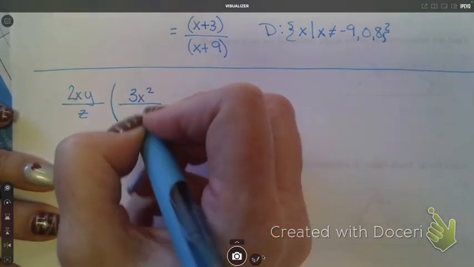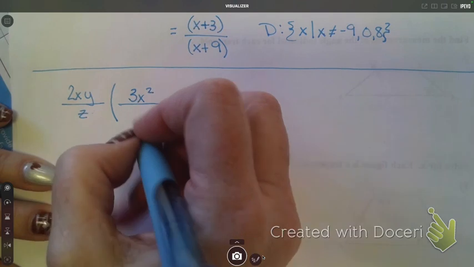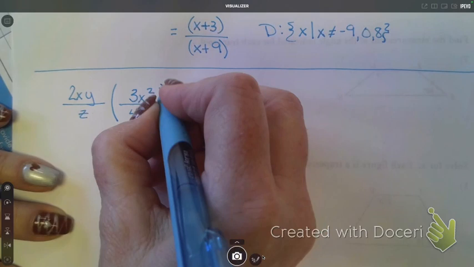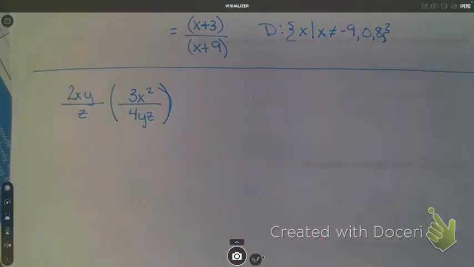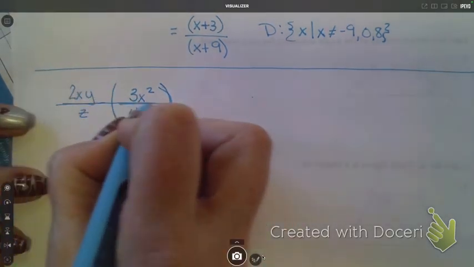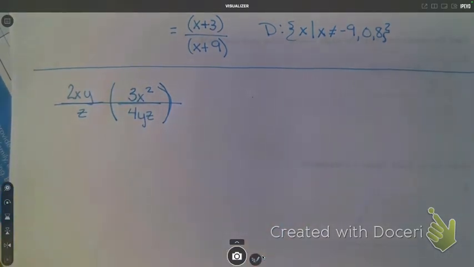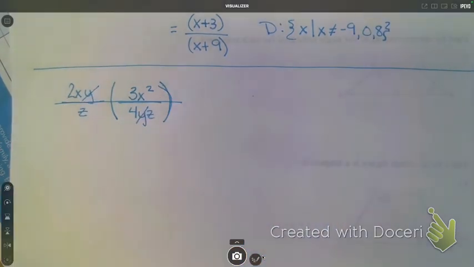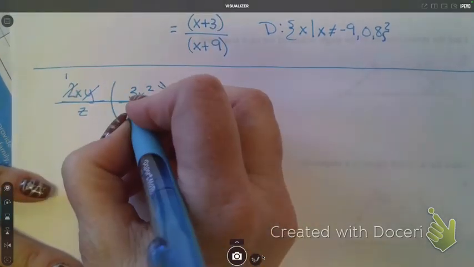Times 3x squared over 4yz. Now, remember when I reduce, I can go up and down or diagonally, correct? Because basically this division bar can just keep going, since it's multiplication and I can multiply anything I want. So what can I reduce? The y's, and the 2 and the 4. So this 2 becomes 1, this 4 becomes a 2.